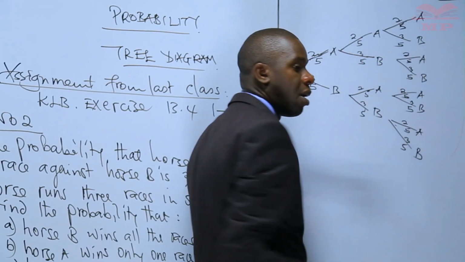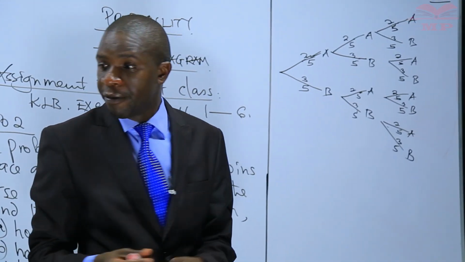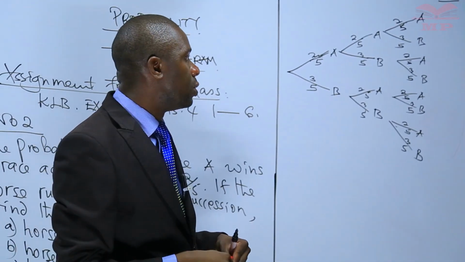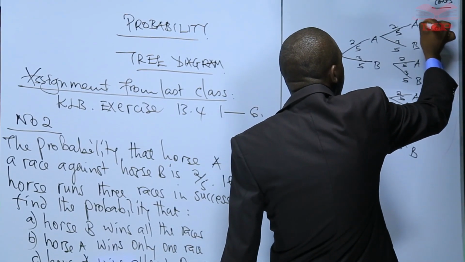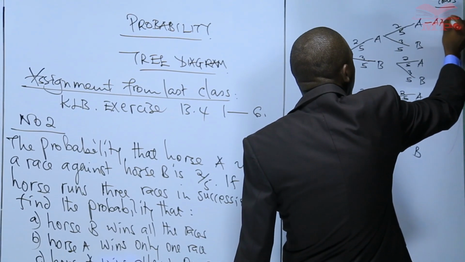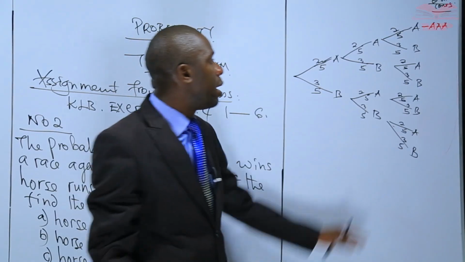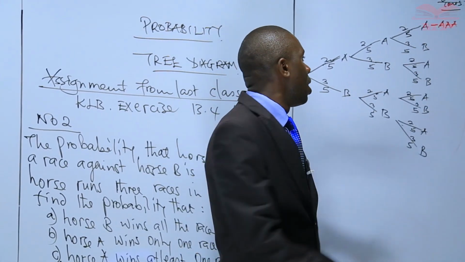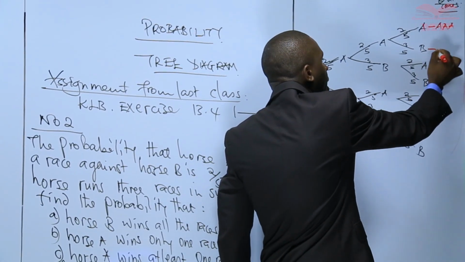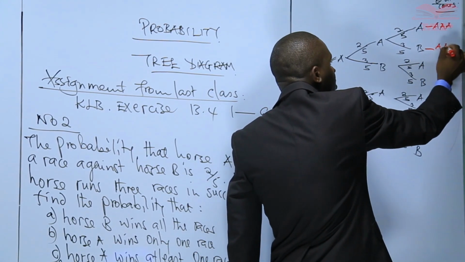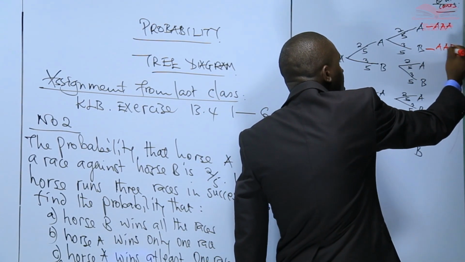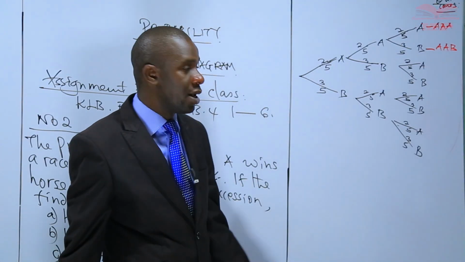So to see this very well, I can use a different ink. So this will be horse A winning, and horse A winning. That means that horse A is winning all the races. Or we can have horse A, then horse B. So horse A winning the first race, horse A winning the second race, then horse B winning the third race.